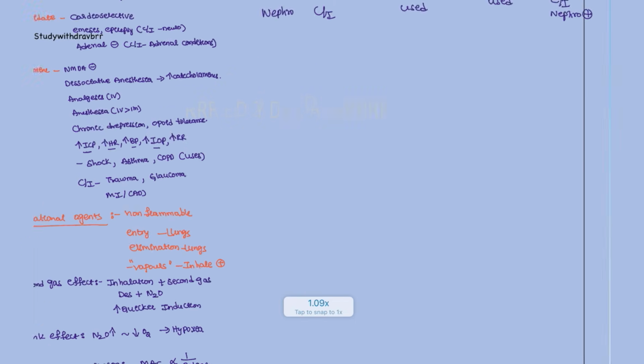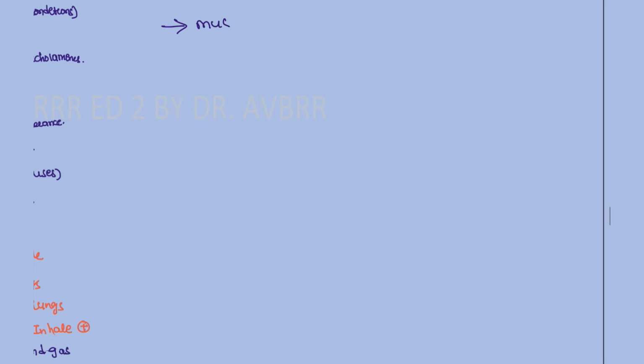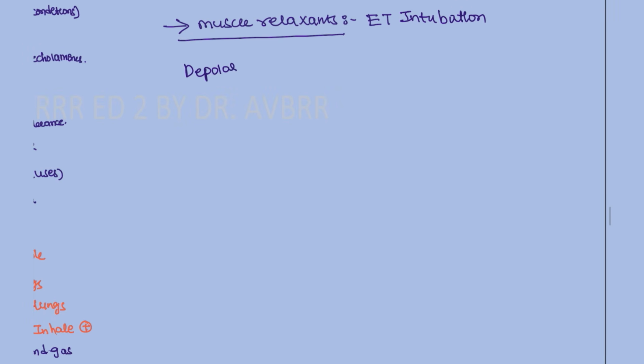Next, moving on to the muscle relaxants. So what is the importance of the muscle relaxants, guys? Muscle relaxants are used for intubation. The only purpose is to facilitate ET intubation. That is how we use the muscle relaxants, right? Most of the time muscle relaxants have two types: one is depolarizing, and the other one is non-depolarizing.